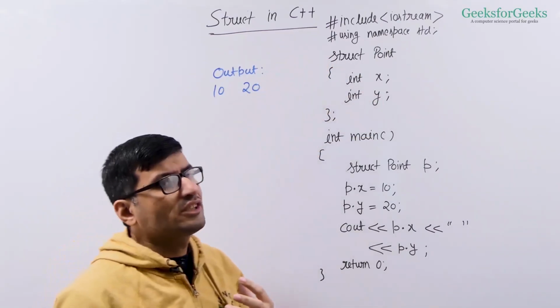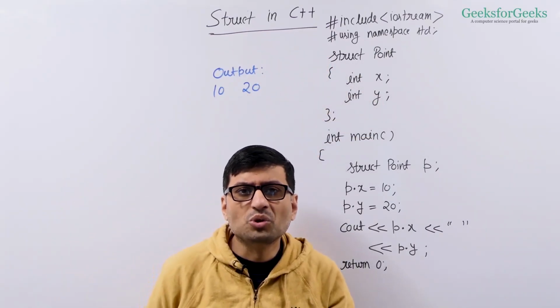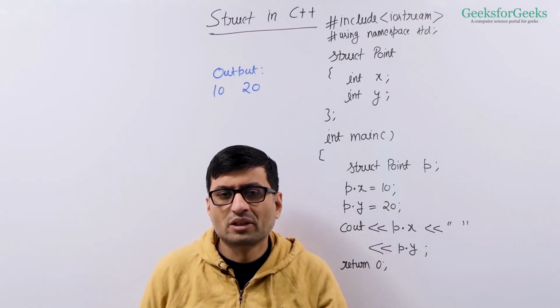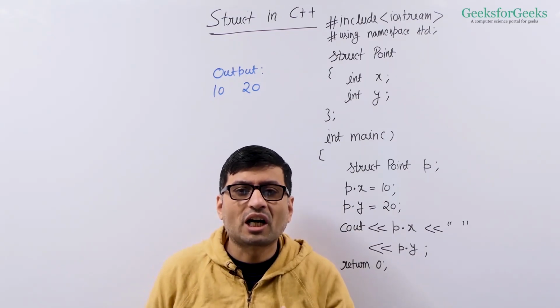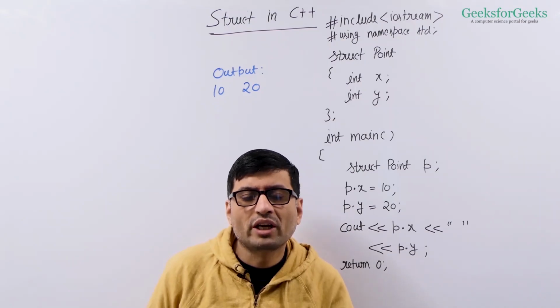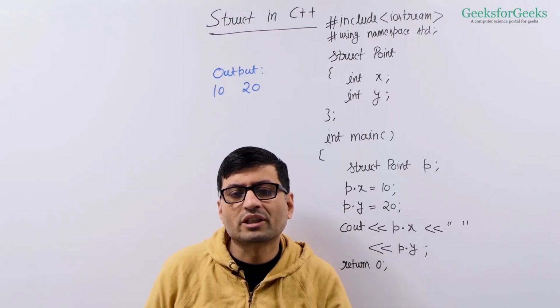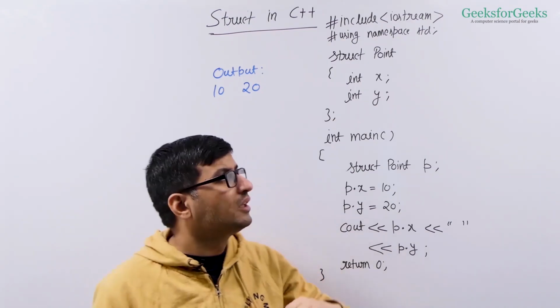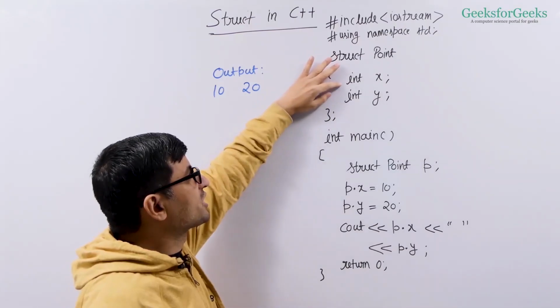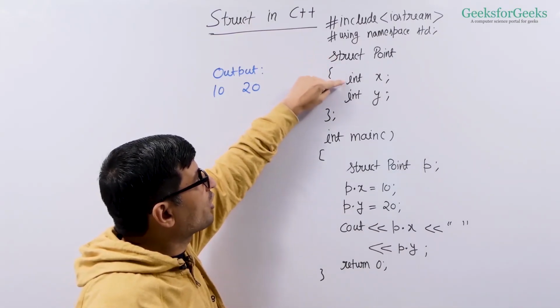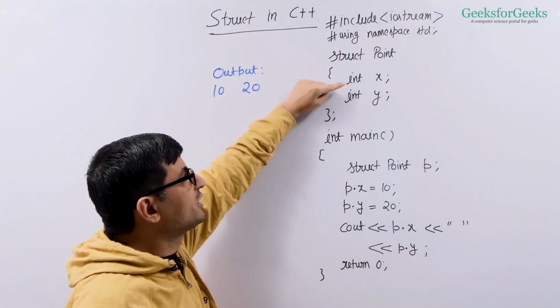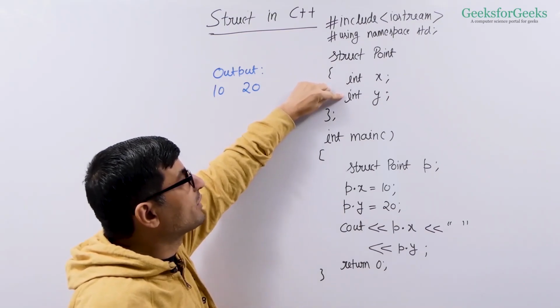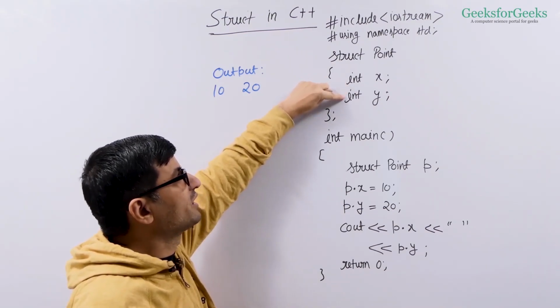Please note that a structure is also called a user-defined data type. The user specifies how these members are going to be stored and what all are going to be there as members of the structure. For example, in this structure, the order in which we write these members, they are stored in the same order in memory. X is stored first and then Y is stored.